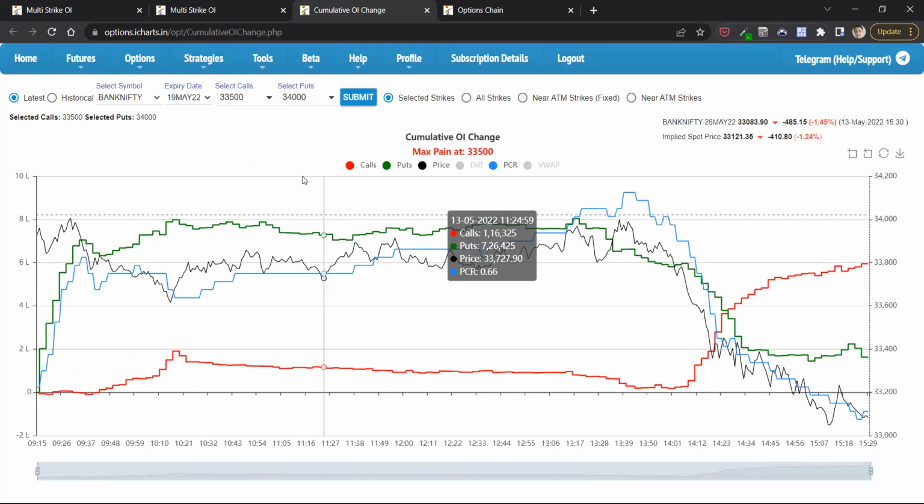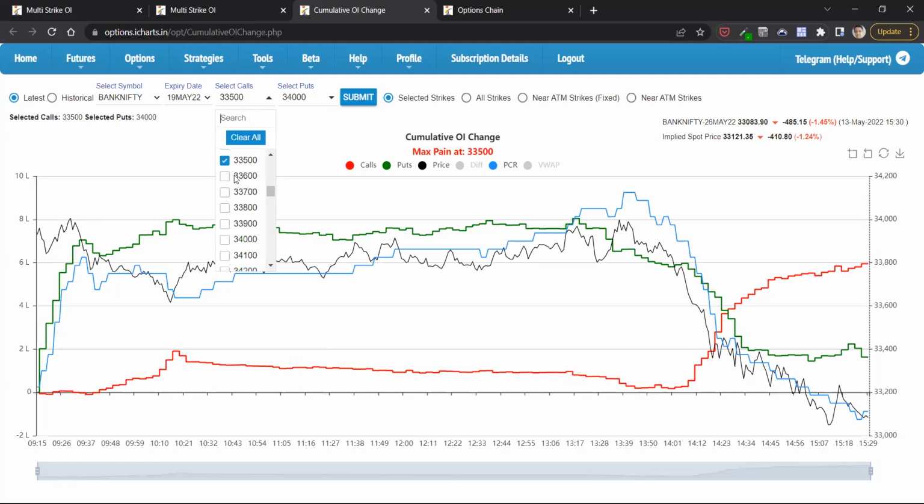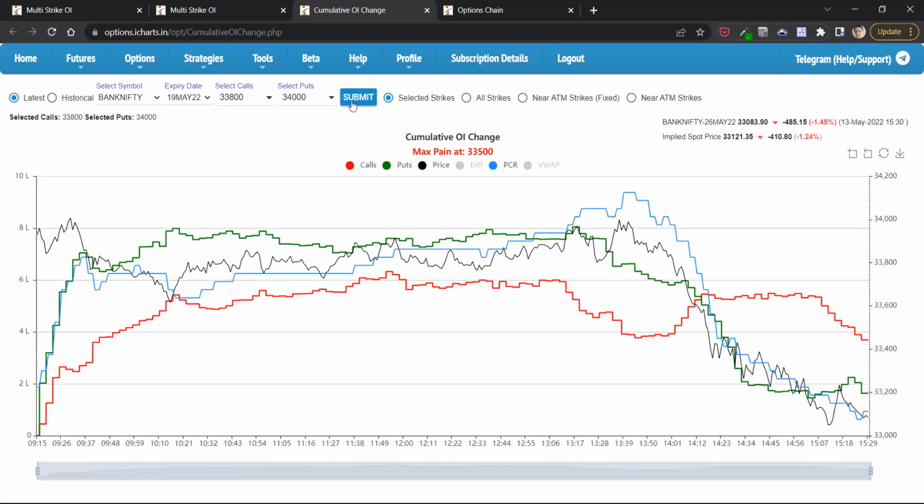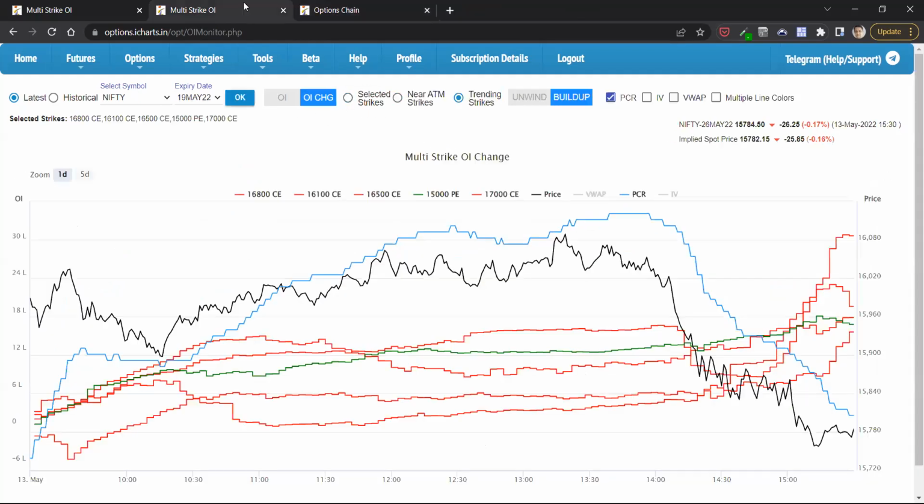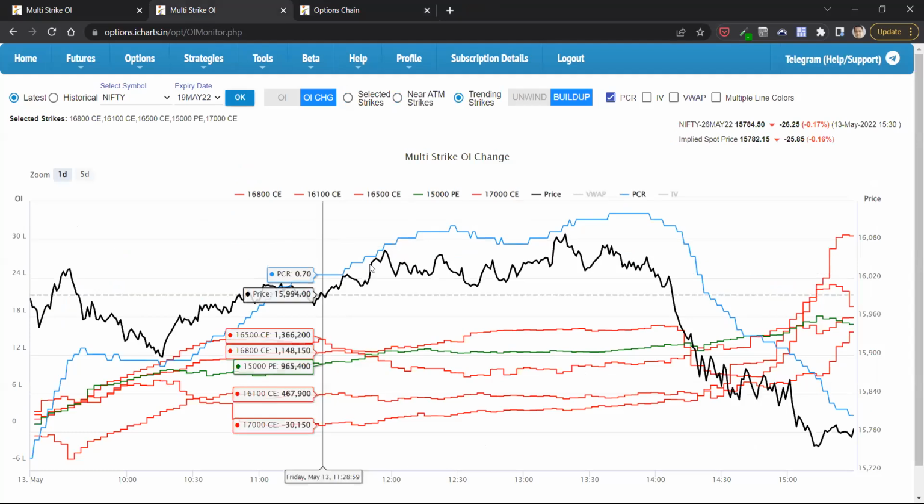Both in the money are not giving. Okay. Even both of these, they are not giving. Fine. So this was about multi-strike OI.